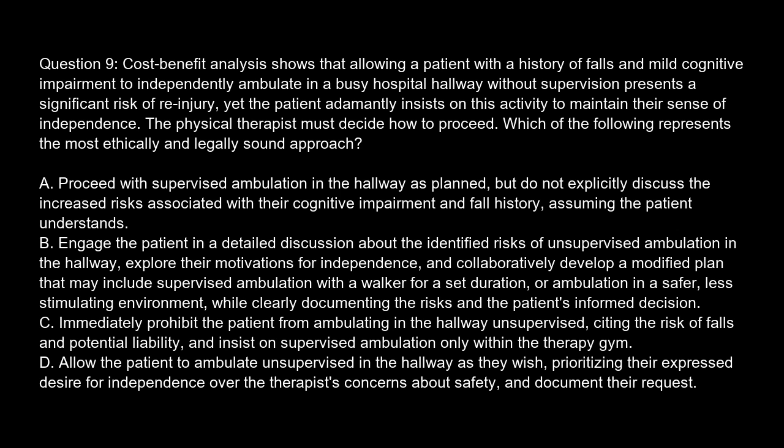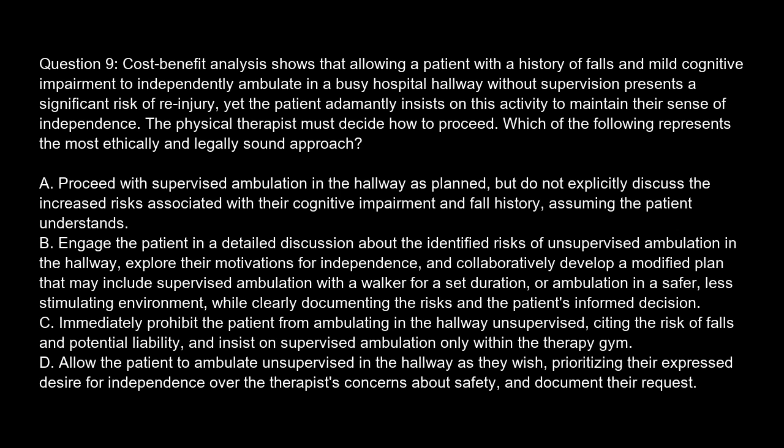Option A. Proceed with supervised ambulation in the hallway as planned, but do not explicitly discuss the increased risks associated with their cognitive impairment and fall history, assuming the patient understands. Option B. Engage the patient in a detailed discussion about the identified risks of unsupervised ambulation in the hallway, explore their motivations for independence, and collaboratively develop a modified plan that may include supervised ambulation with a walker for a set duration, or ambulation in a safer, less stimulating environment, while clearly documenting the risks and the patient's informed decision.